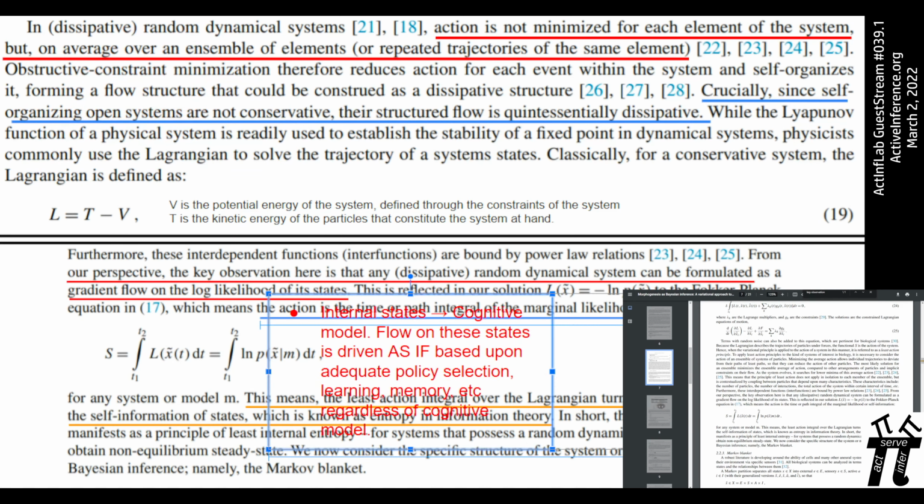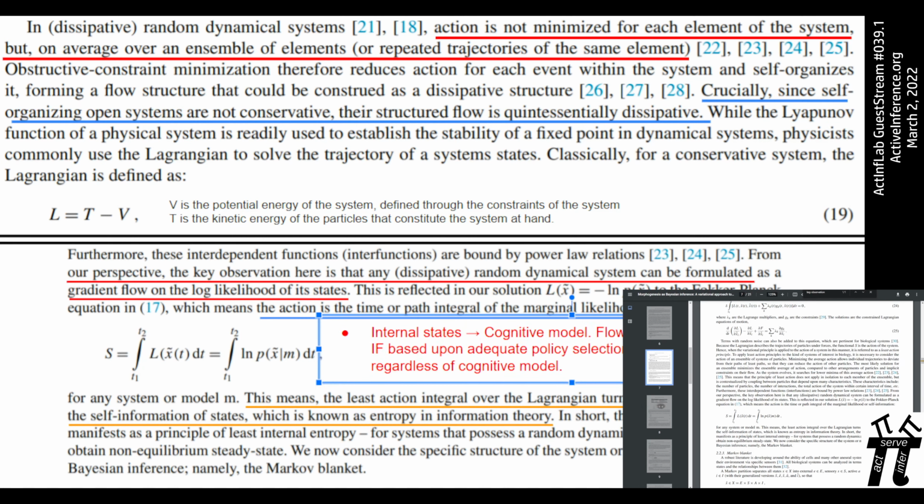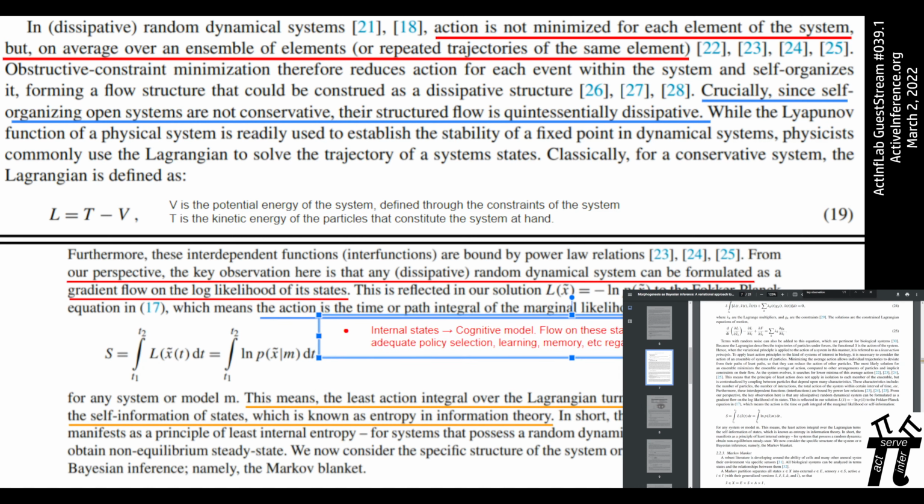So this is really the key thing. This means the least action integral over the Lagrangian turns into an integration over the self-information of states, which is known as entropy in information theory. In short, the principle of least action manifests as a principle of least entropy for systems that possess a random dynamical attractor and thereby obtain non-equilibrium steady state.